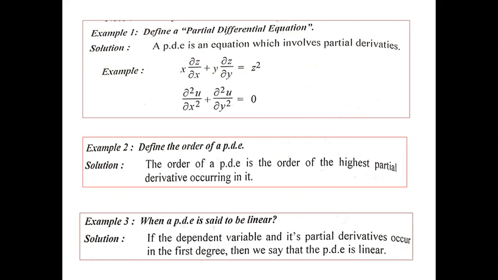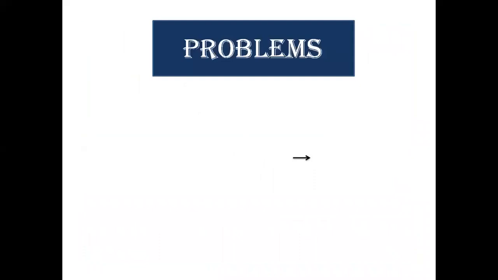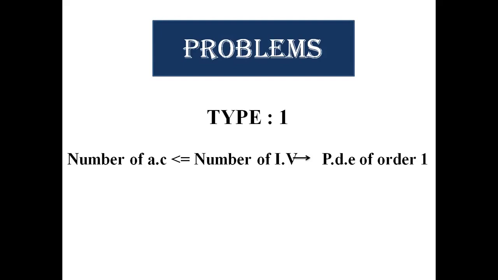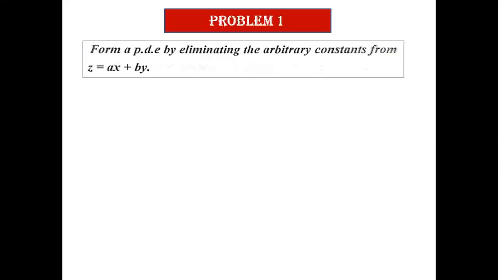What do we mean by that? The partial derivatives occurring in the first degree. Underline the words first degree. Then we say that the PDE is linear. Type 1 problems, I have some examples. What is the definition of type 1? If the number of arbitrary constants is less than or equal to the number of independent variables, the PDE is of order 1. So we have some more problems in these examples.